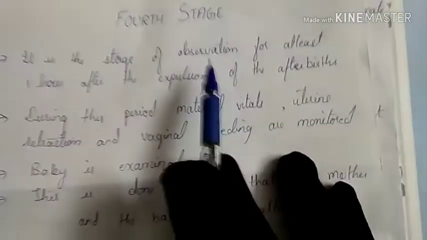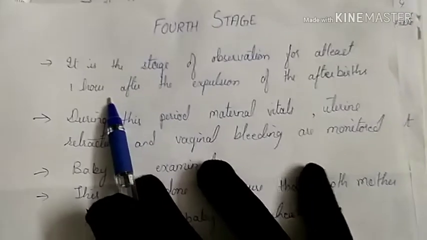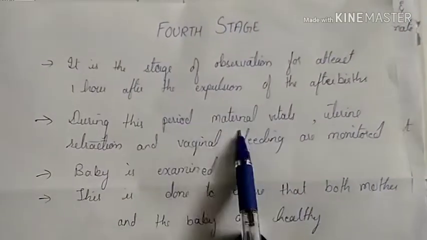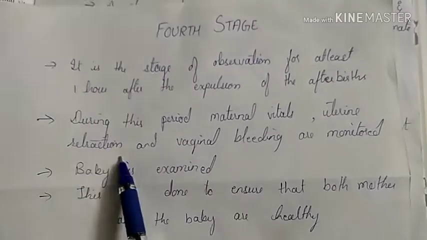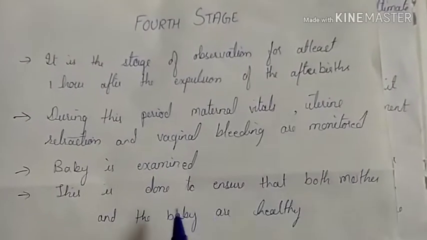Here it is a stage of observation where the patient is kept under observation for at least an hour. During this, the maternal vitals, uterine retraction and vaginal bleeding are monitored. The baby is examined. This is done to ensure that both the mother and the baby are healthy.